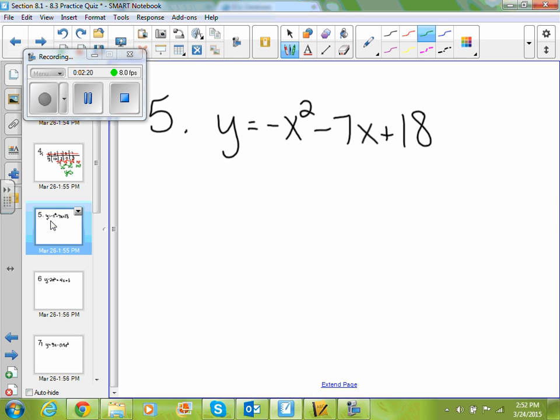Alright, tell whether the graph of a quadratic opens upwards or downwards, then if it's a min or a max. I only care about the number in front of my x squared, so I don't care about any of the rest. In front of my x squared, I have a negative 1. Since it's negative, it goes down, which makes it a max.